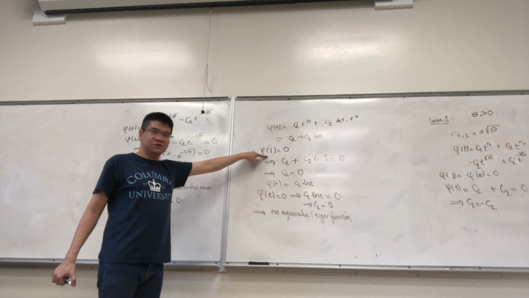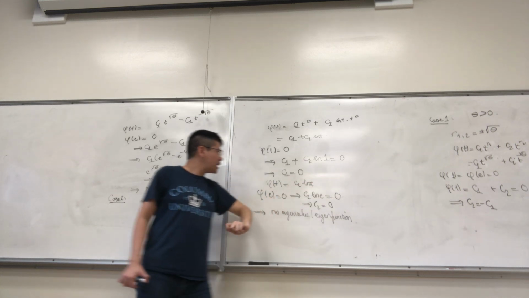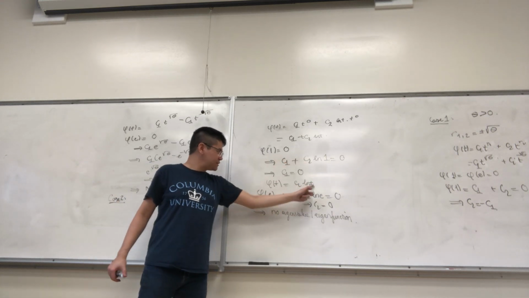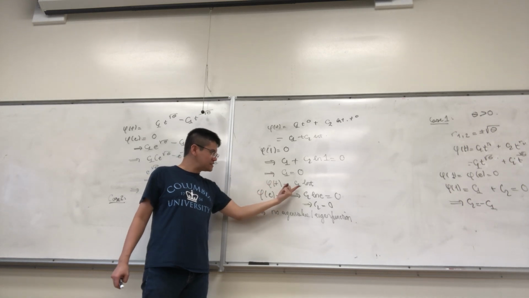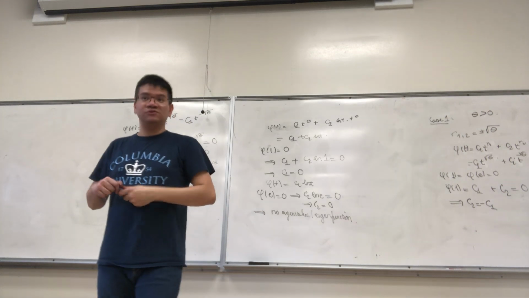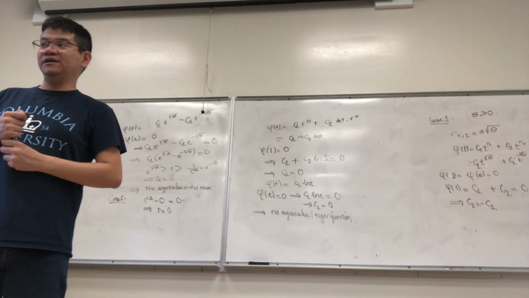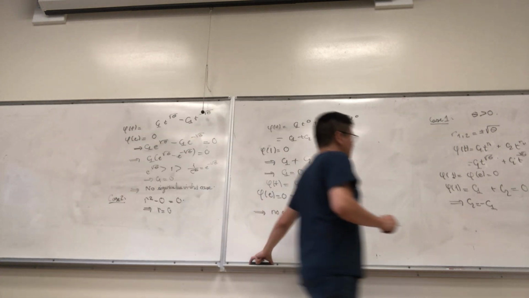I plug in the first boundary condition, phi(1) is 0, which means that C1 plus C2 log 1 is 0. This is 0, so C1 is 0. So phi(t) is then C2 log t. I plug in the second boundary condition, I find C2 is 0. So in this case, you don't have any eigenvalue and eigenfunction. Right? Case number 3, theta is negative.